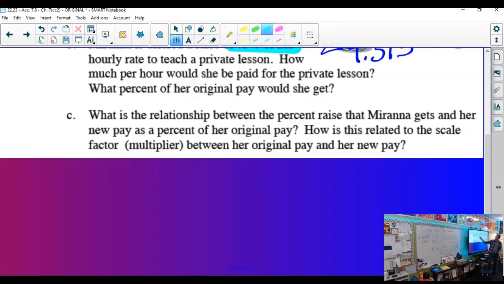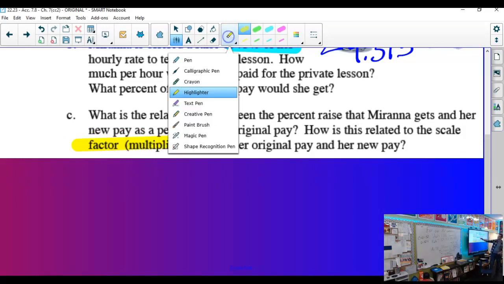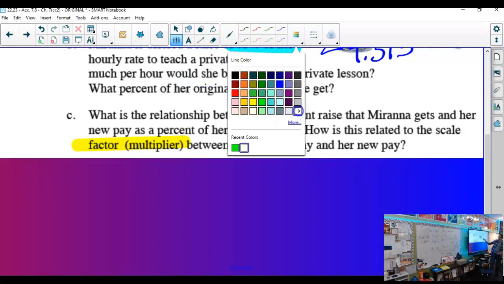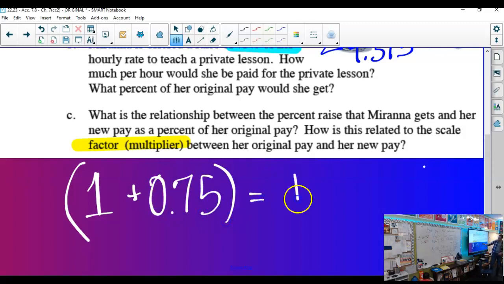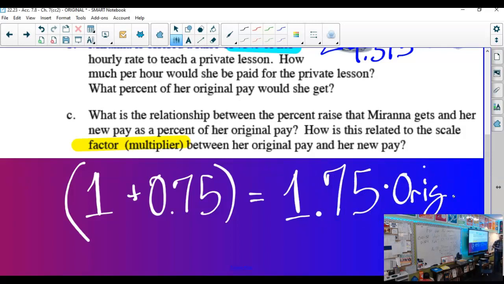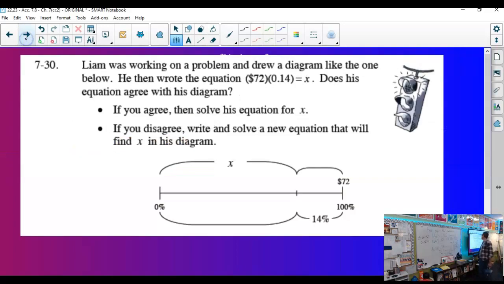What could be the single, might as well call on somebody. Bryson. What could be our single multiplier here to do her raise from Part B? Yeah, she's gonna get a 75% raise. 1.75. Yeah, a 75% raise is like saying 1 plus 0.75, which is the same as saying a multiplier of 1.75 times whatever the original amount was. So if you had a calculator, because most of the time you do, you could just do that as well. Questions?